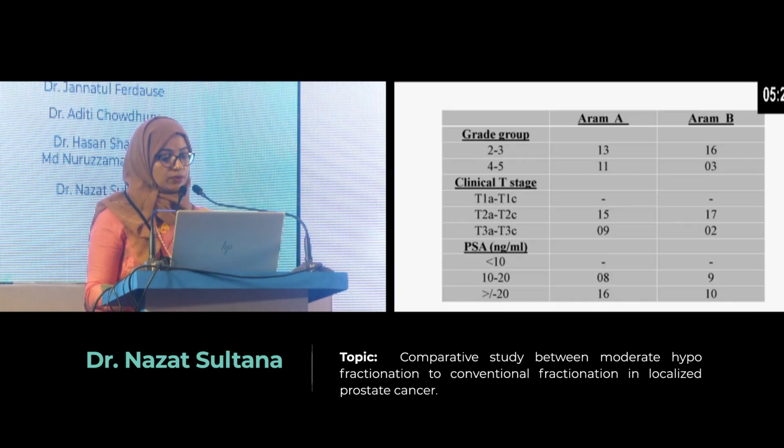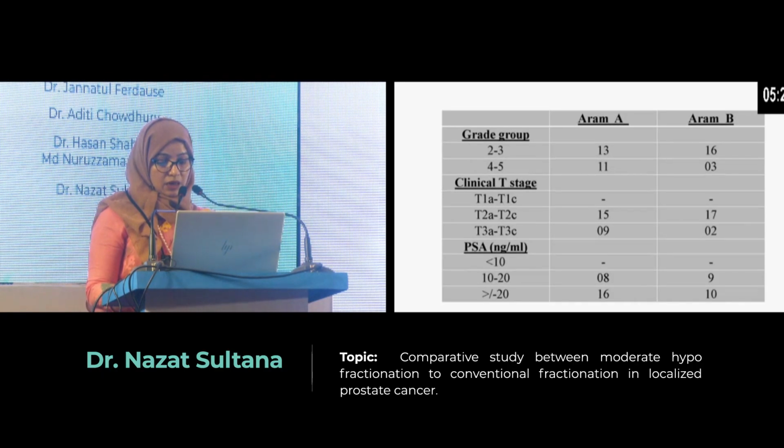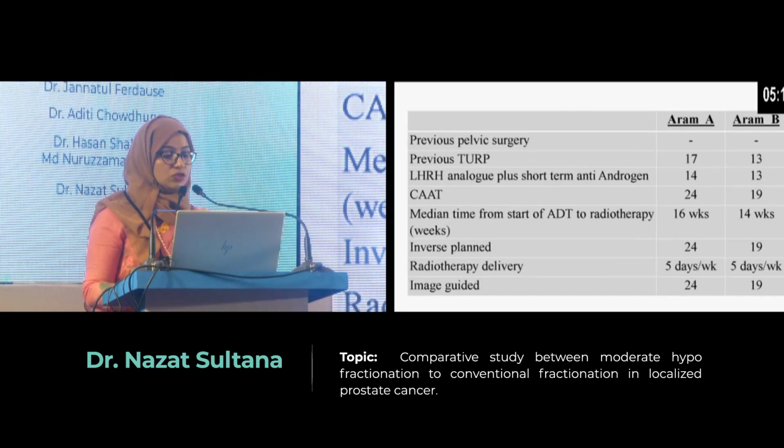Sixteen patients were more than 20 in arm A, and 10 patients were more than 20 in arm B. There is no history of previous pelvic surgery, and all patients were planned with IMRT. Radiation therapy was given 5 days per week, and image-guided treatment was given in all patients. The median time from ADT to start of radiotherapy was 16 weeks in arm A and 14 weeks in arm B. Concurrent androgen deprivation therapy was received by all patients in both arm A and arm B.